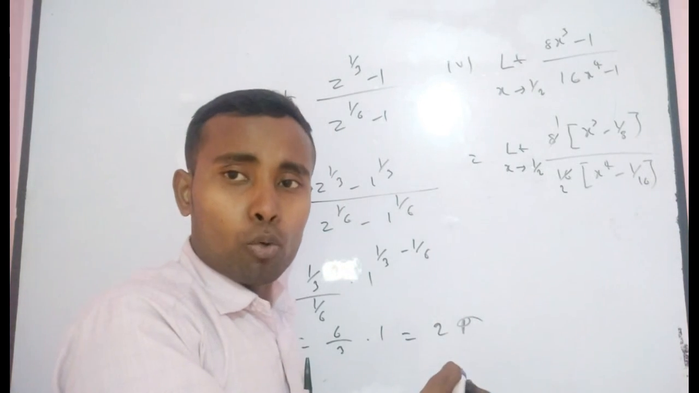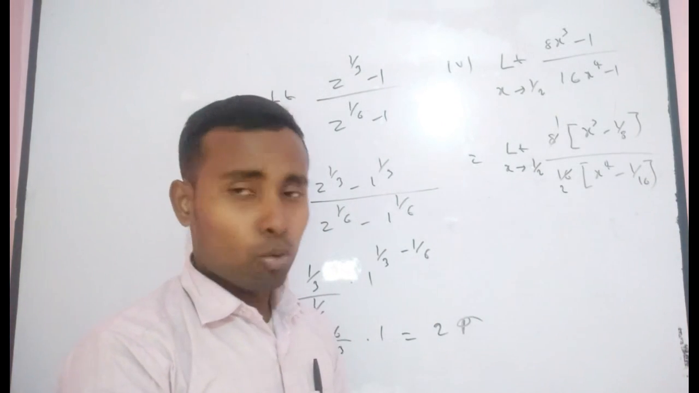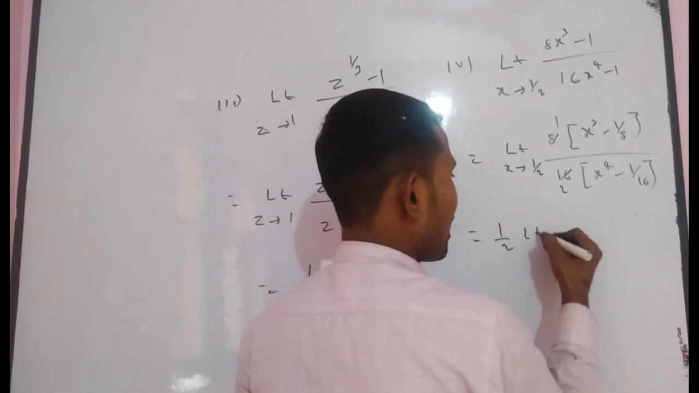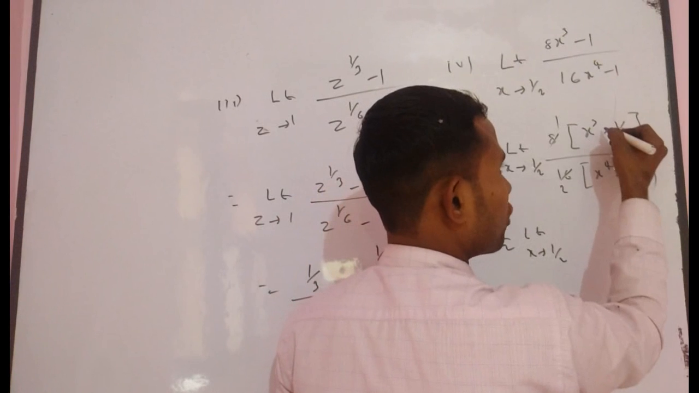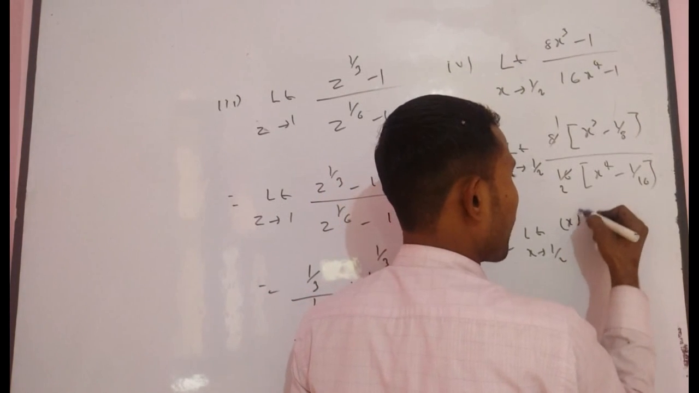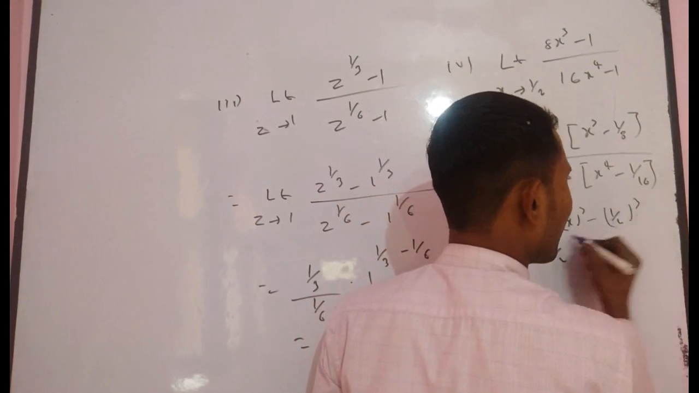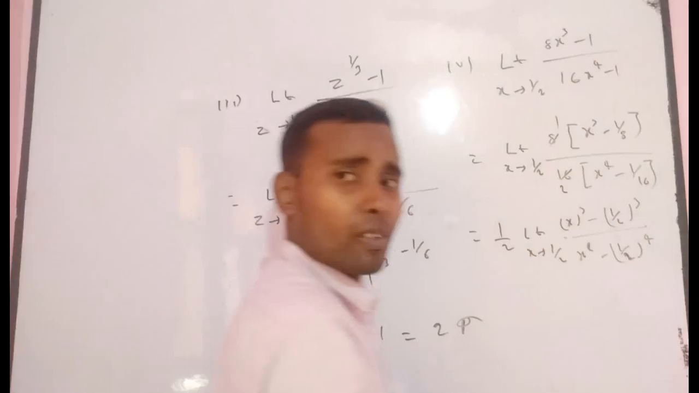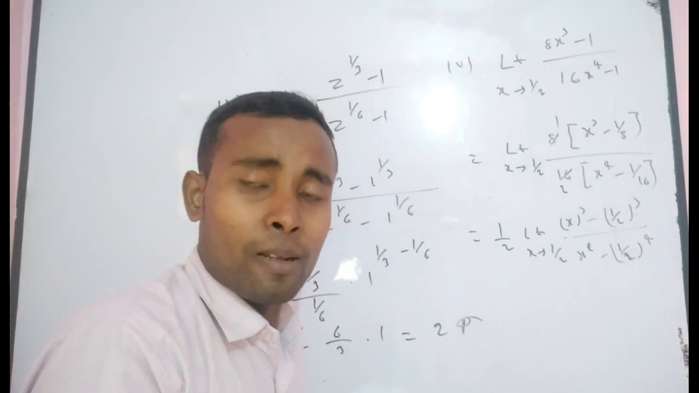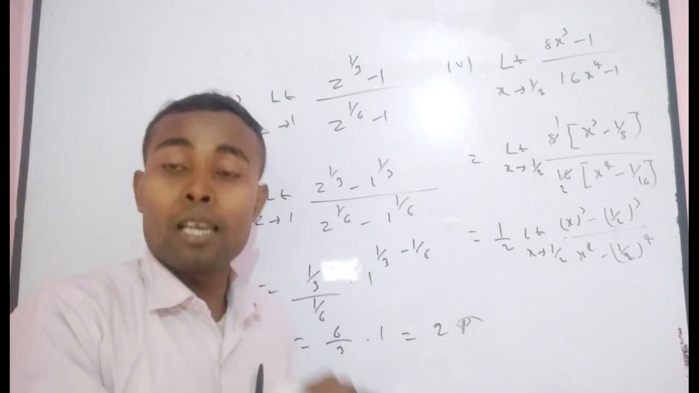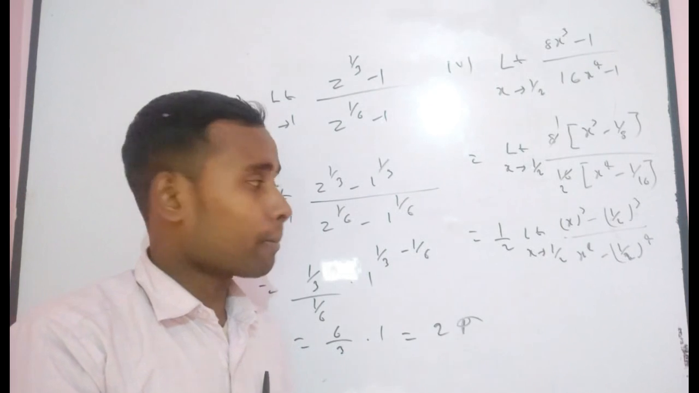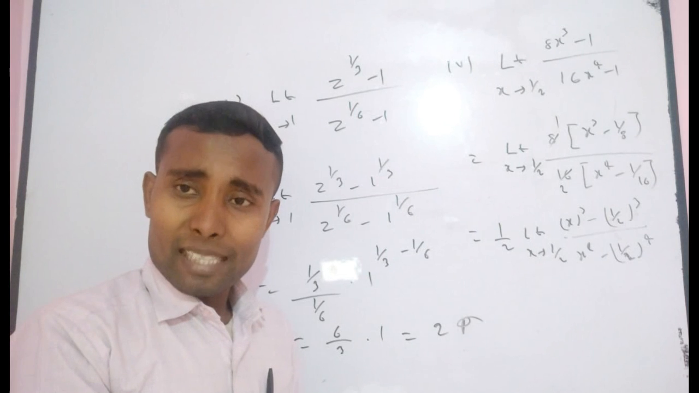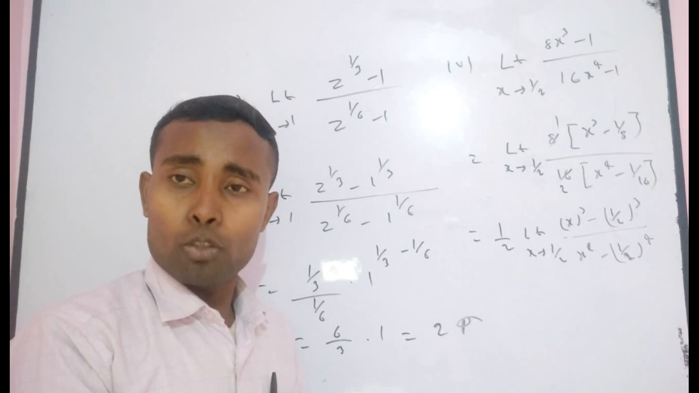As I have already told you, limit x tends to a, k into f(x), you can take the constant out of the whole expression. In that case, can you write 1 upon 2, limit x tends to half, x whole to the power 3 minus 1 upon 2 whole to the power 3, divided by x to the power 4 minus 1 upon 2 whole to the power 4? Can you write it? Now it is just the limit x tends to a, x to the power m minus a to the power m divided by x to the power n minus a to the power n. In that case, I have already told you it will be m by n into a to the power m minus n.